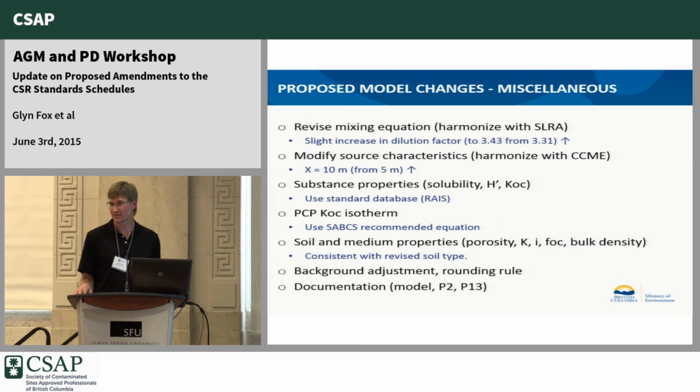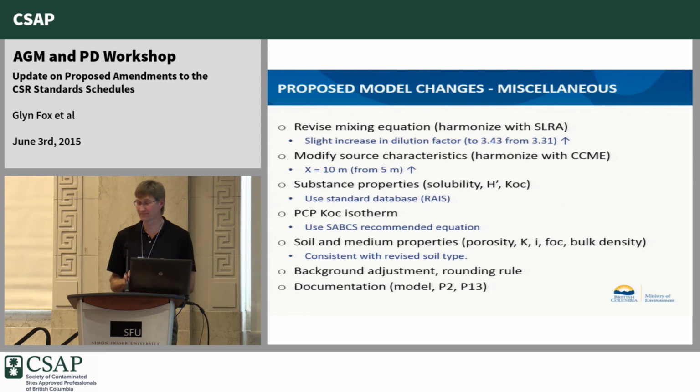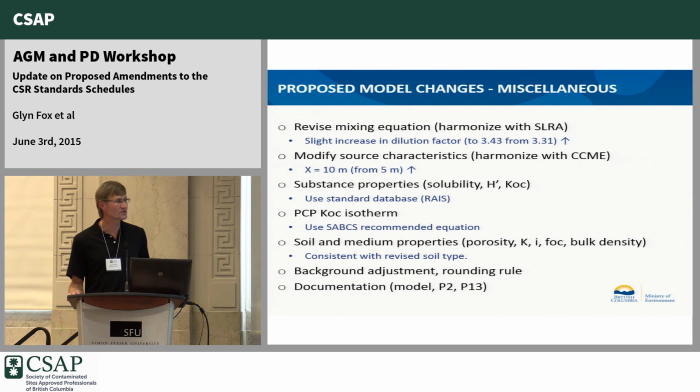SAB recommended updating the PCP isotherm. We talked about modifying the soil type. We would just do that with all the other parameters, make that consistent. And then there was some minor stuff, background adjustment. There's some funny stuff that happens in the model with that. And a rounding rule was on the table. I think that's off the table again.